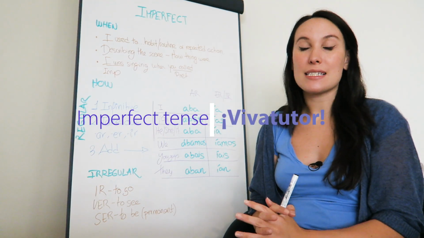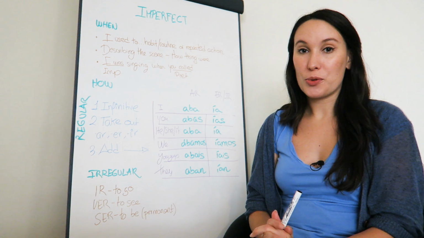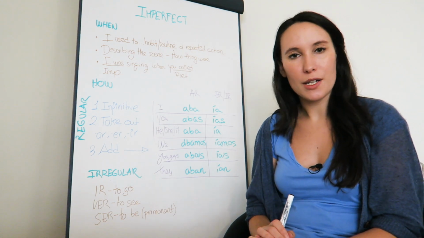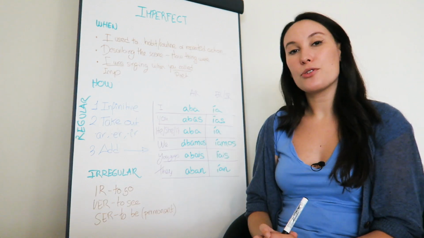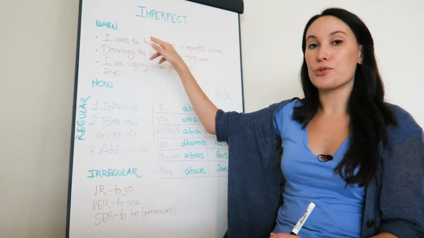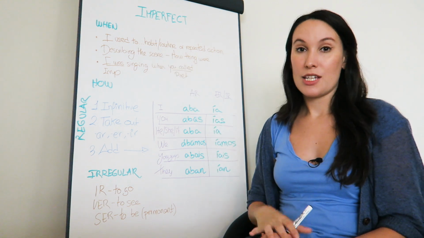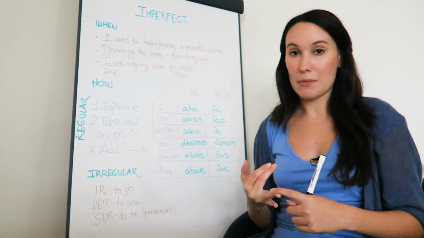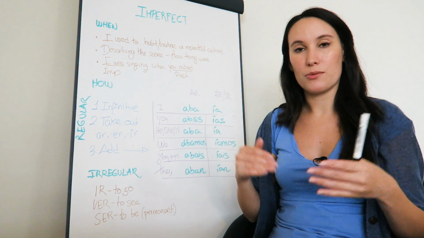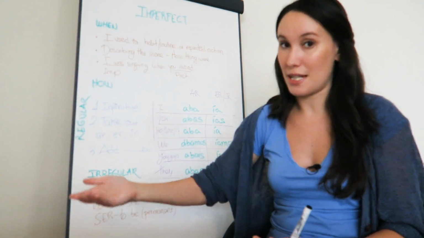We're gonna do past tense today, specifically imperfect tense. So when do we use imperfect tense? First, we use it if I can translate the sentence with I used to do something. So it's a habit, routine in the past, or repeated action, which is usually the same thing. When you repeat an action a lot, it becomes a habit.